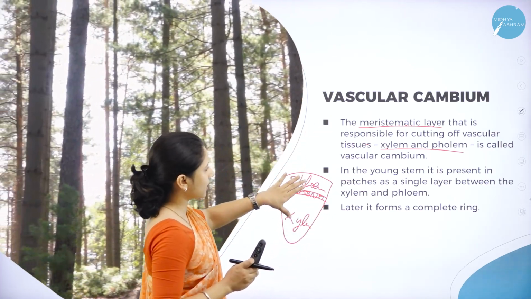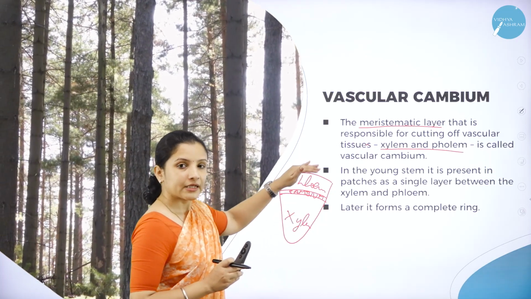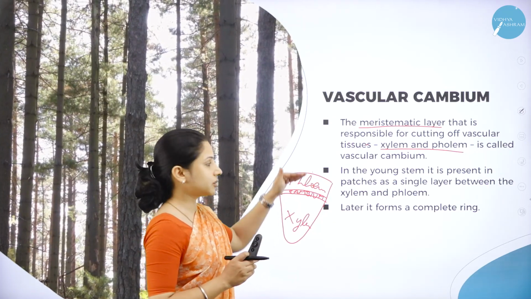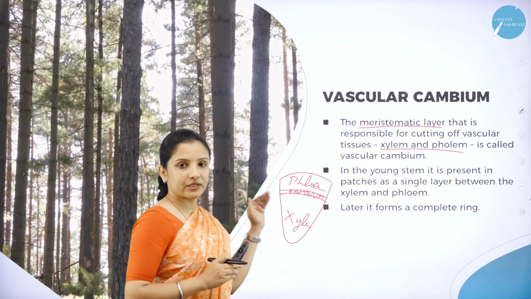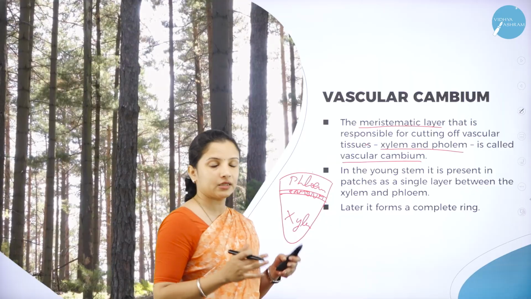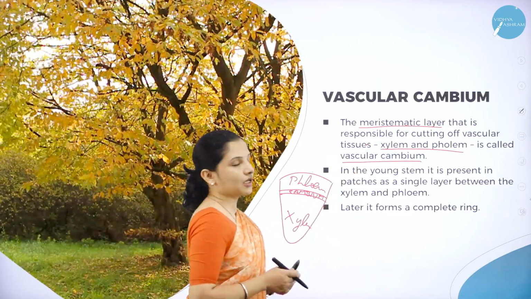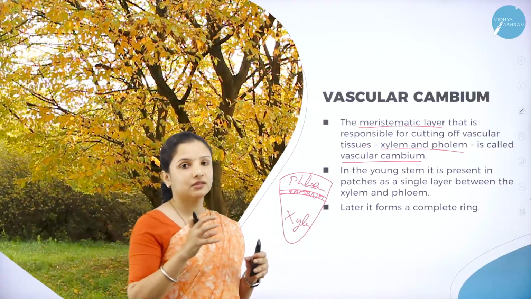So this vascular cambium actually cuts between the xylem and the phloem. It forms a boundary, or a break, or a cut between the phloem and the xylem tissue. Such cambial cells are called the vascular cambium because it is present between the vascular tissues or the vascular bundle. In young stems, usually the vascular cambium is not completely formed and it is in patches.